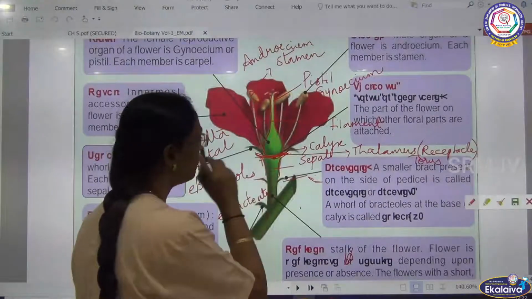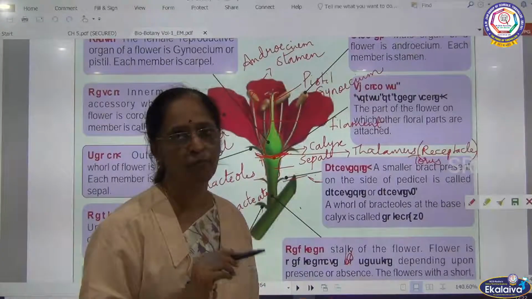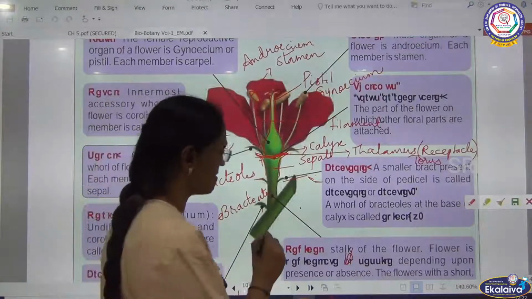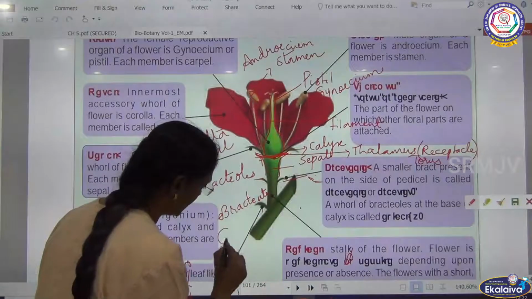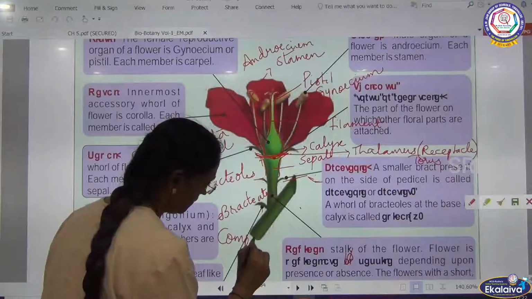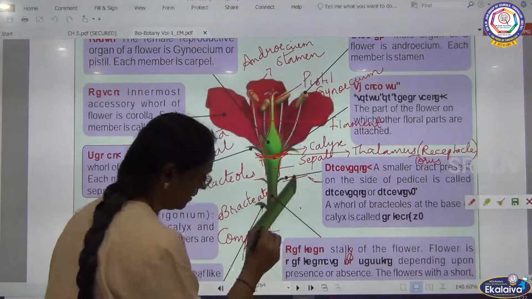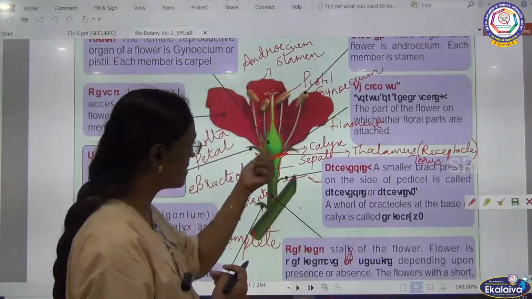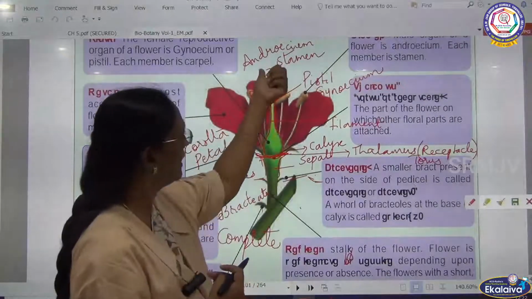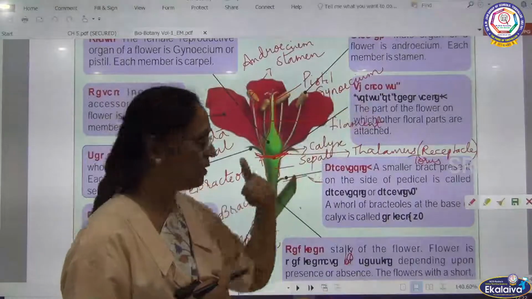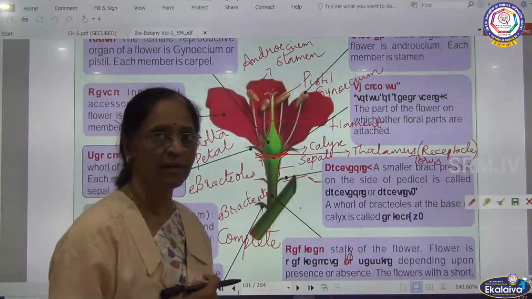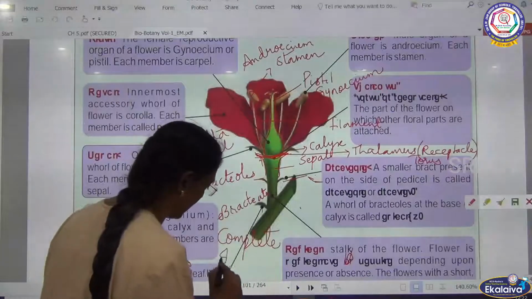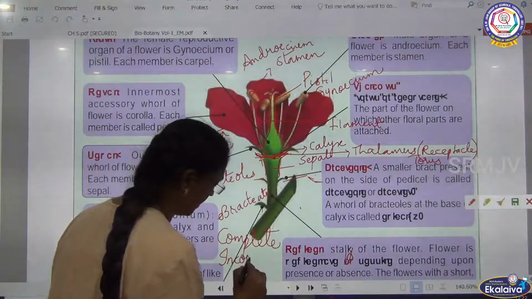So, if the flower is having all these 4 whorls, that is the calyx, the corolla, androecium and gynoecium, then you call it a complete flower. If a flower is not having any of these whorls, then you call that flower an incomplete flower.